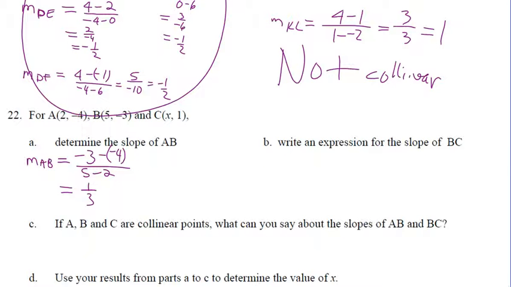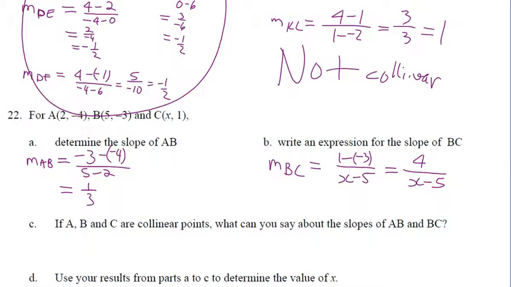Write an expression for the slope of BC. And in this case, it's an expression, right? We can't determine it because there's a variable in there. So the slope of BC is equal to, let's go with 1 minus negative 3 over x minus 5. So 4 over x minus 5, right? And similarly, you could have negative 4 over 5 minus x. They would be equivalent expressions, right?